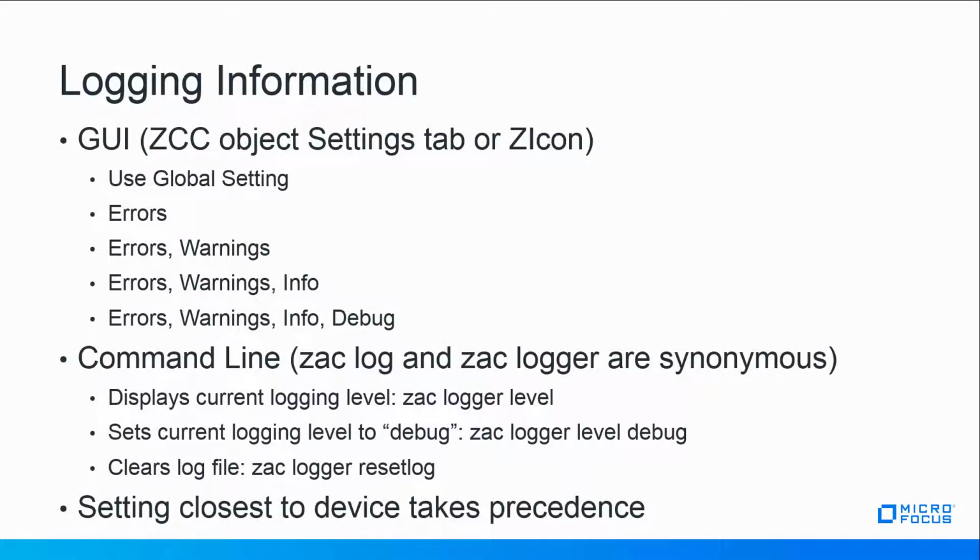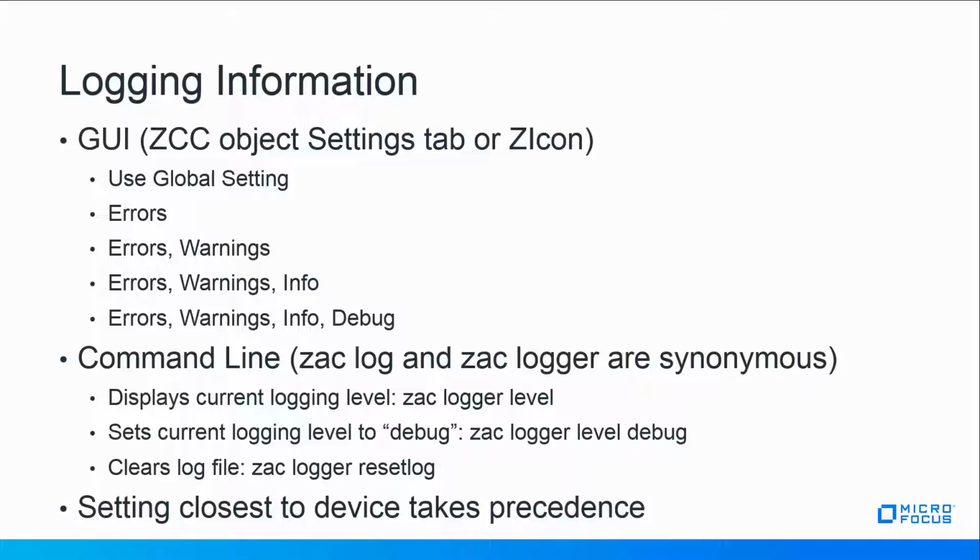Some of the logging information on the GUI side, in ZCC, the Objects Settings tab, or the Z icon on the device locally. There are particular settings like Use Global Setting, Errors, Errors Warnings, Errors Warnings Info, and Debug. For the command line, ZAC log and ZAC logger are synonymous.